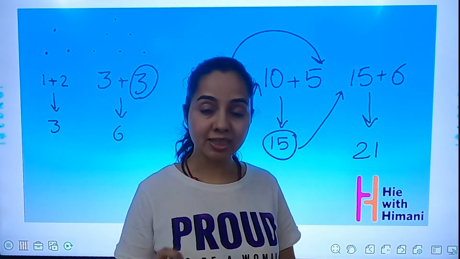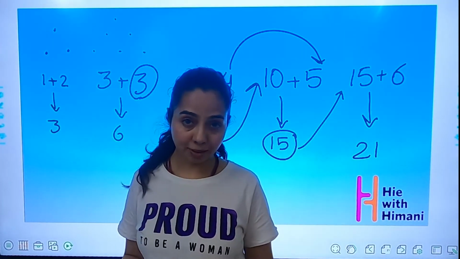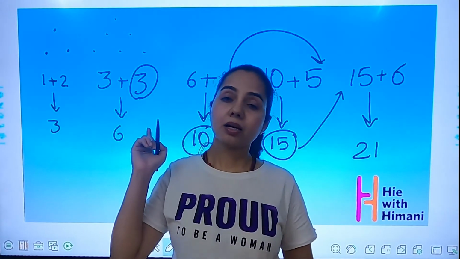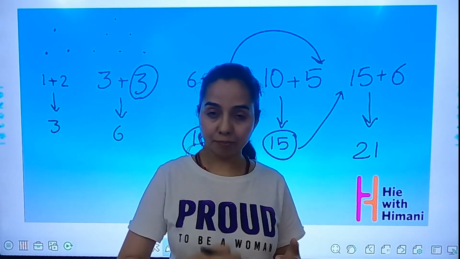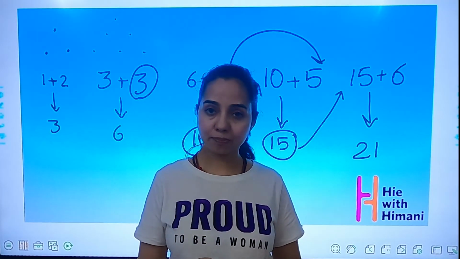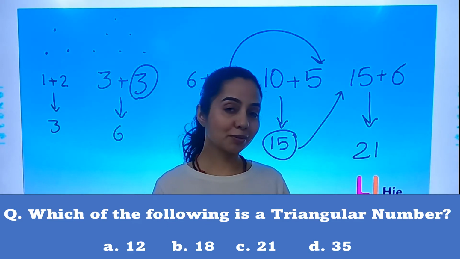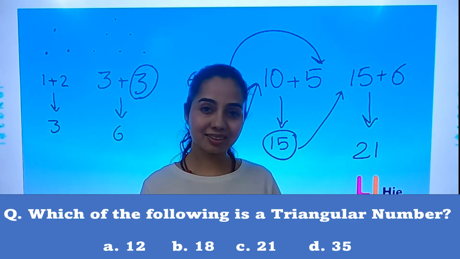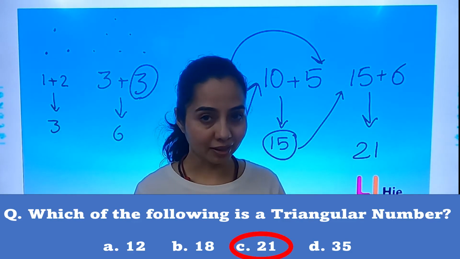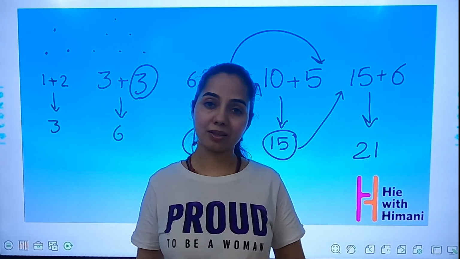So in exams, at times there is this question which may come, that amongst all these following numbers, which number can be formed as a triangle? Like this question over here. What do you think will be the answer? The answer is 21.